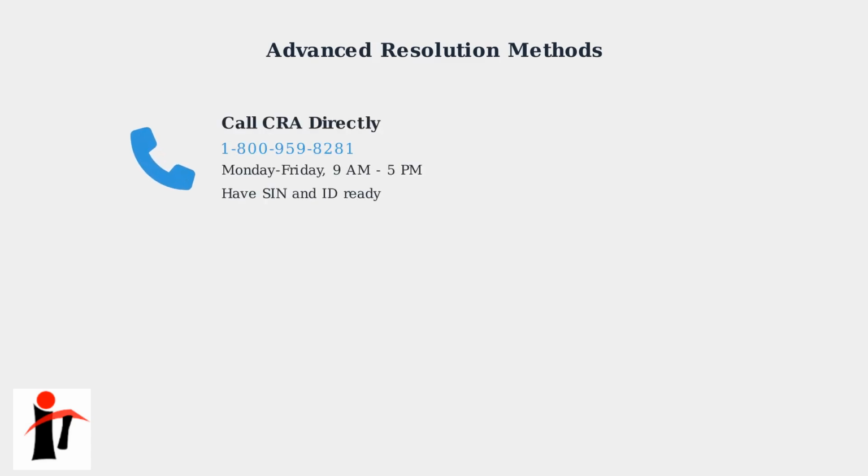When immediate troubleshooting doesn't resolve ERR 210, there are three advanced resolution methods available to help you regain access to your CRA account. The first option is to contact the CRA directly by phone. Call 1-800-959-8281, Monday to Friday, 9 a.m. to 5 p.m. local time. Have your social insurance number and government-issued identification ready before calling.